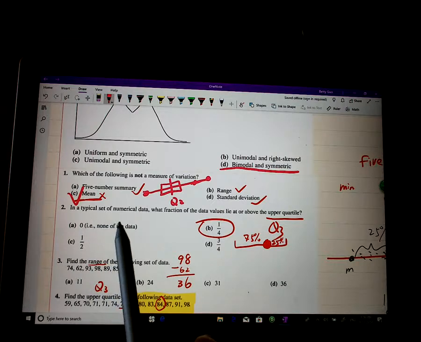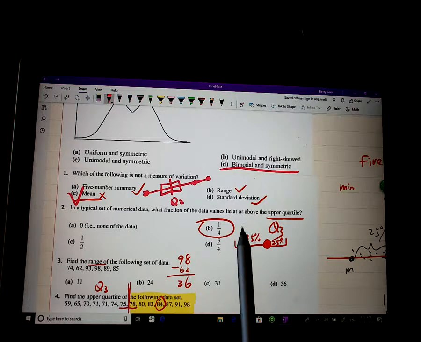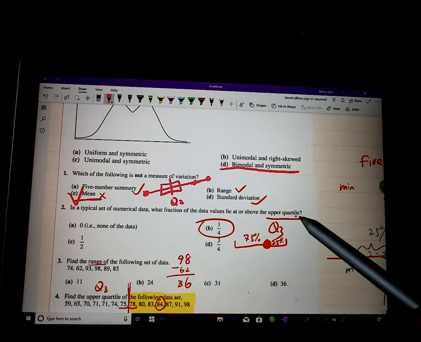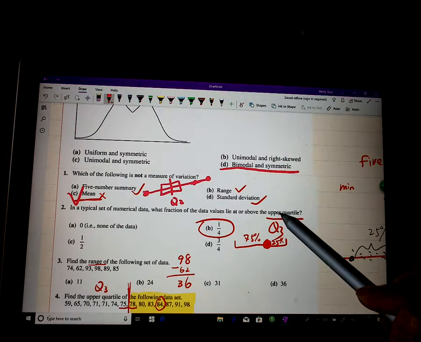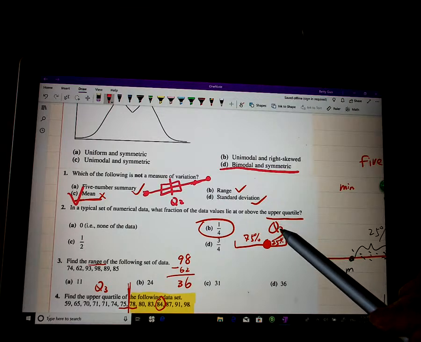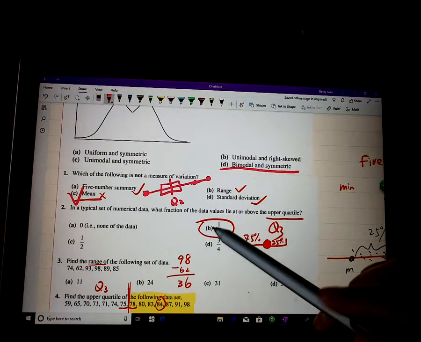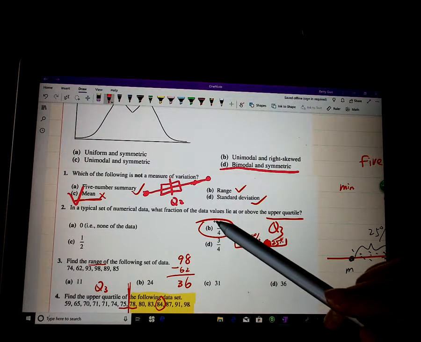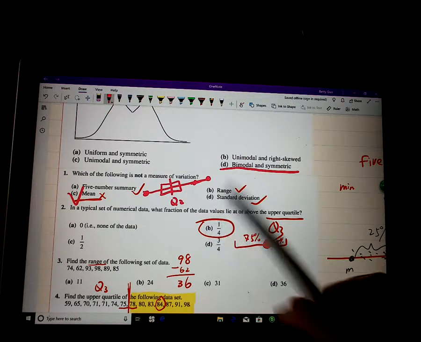Number 2, in a typical set of numerical data, what fraction of the data values lie at or above the upper quartile? Upper quartile means Q3. Lower quartile is Q1. It's just a different way to describe them. Upper quartile here is Q3, okay? Of course, you have a quarter of the values above Q3, 25%, so we choose B.